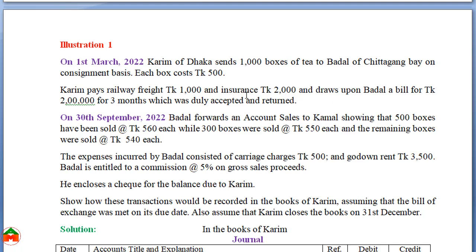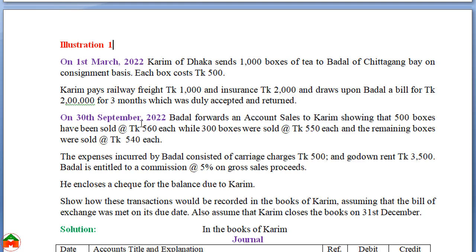After receiving the product by Badal, Mr. Badal provided a bill that is amount of 2 lakh for 3 months, which was duly accepted and returned. I mean, after receiving the product by Badal, Badal is the consignee. Mr. Badal provided a bill to Mr. Korim. That bill is receivable after 3 months. Here we can see the bill is accepted and returned.